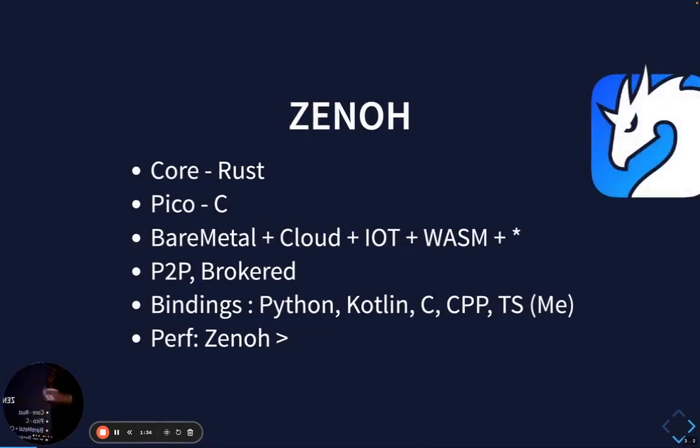A little bit more about Zeno. The core is written in Rust. So we have two implementations, one written in Rust and another written in C, which is more aimed at embedded devices. So smaller, a little bit more lightweight, but still full protocol. Full wire protocol implementation. We have bindings to a number of different languages, and we're growing that list as time goes on.